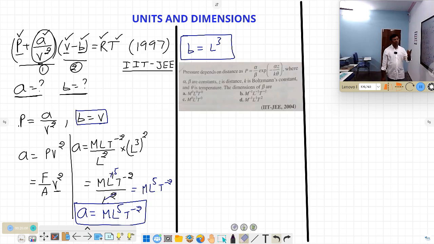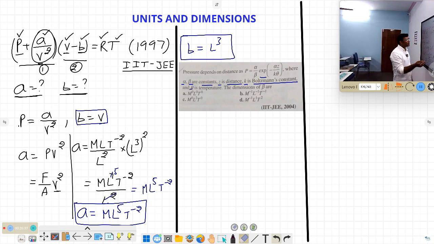The next example is also an IIT question, from the 2004 question paper. Pressure depends on distance. The equation given is P is equal to alpha by beta times the exponential function of minus alpha z by k theta, where alpha and beta are constants, z is distance, k is Boltzmann's constant, and theta is temperature. They're asking to find the dimensions of beta.